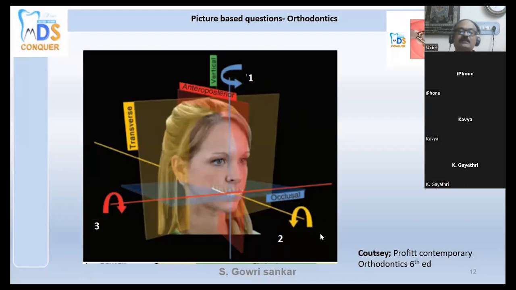What is this? This is your transverse plane. It is moving this side and that side, so it is nothing but your roll. You can see this is a sagittal axis. Around the sagittal axis, you are moving either front or back. This is nothing but your pitch. Okay, good. Why I'm stressing these kinds of questions is that most of the time they are taken from the Proffit book or the Graber and Vanarsdall book.